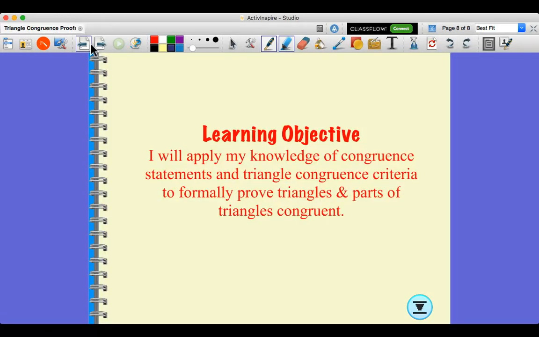So what we did in this lesson, you guys did some of this throughout class and in the last video lesson, was we applied our knowledge of congruent statements and triangle congruence criteria to formally prove in these two-column proofs triangles congruent as well as parts of triangles congruent with CPCTC. Just recognize that in order to use CPCTC, we must first say that triangles are congruent. When we are saying that triangles are congruent, we need to use one of our 5 reasons, which are side, side, side; side, angle, side; angle, side, angle; angle, angle, side; and HL.